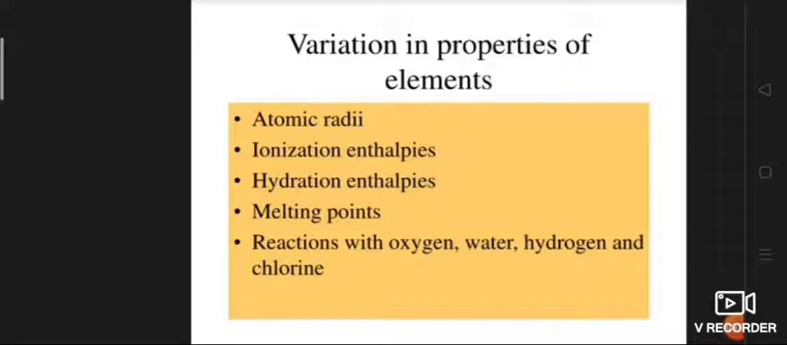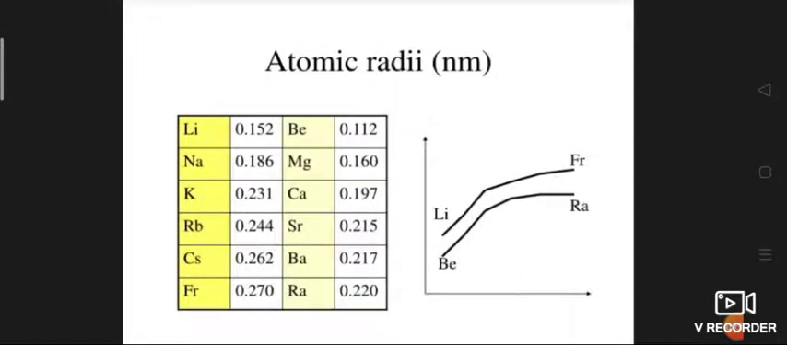Of elements in this: atomic radii, ionization enthalpy, hydration enthalpy, melting point, and reaction with oxygen, water, hydrogen and chlorine. So already we have discussed atomic radii, ionization enthalpy, hydration enthalpy, and melting point. So ionic radii, what happened to the ionic radii? Ionic radii increases down the group.